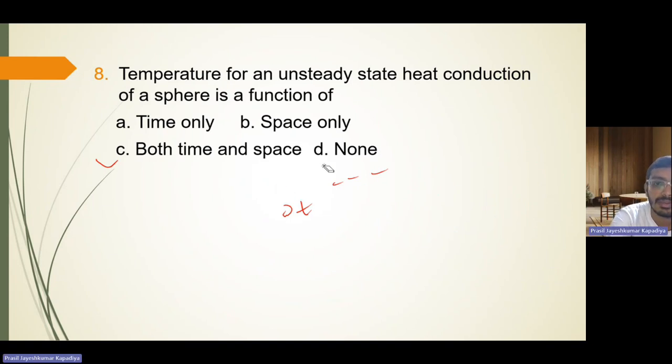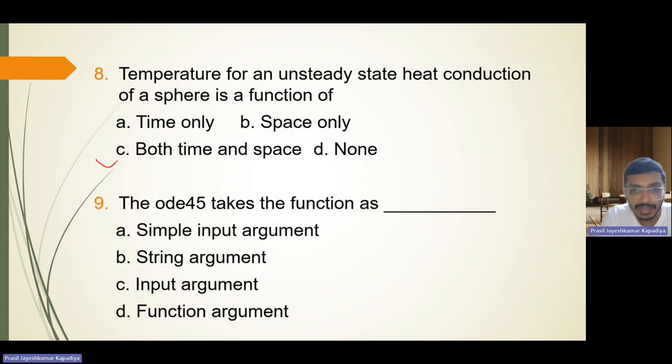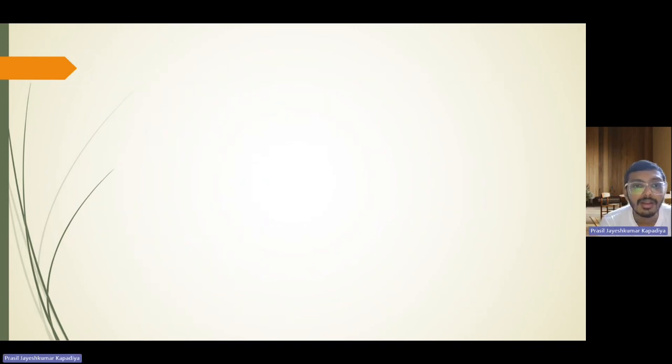Okay. So this was our 8th question. Let's move ahead. The ODE45 takes the function as a string argument. When we are dealing with our DIFF function, it takes a simple argument. So our answer is B, the stiff argument. Now let's move ahead with question 10.